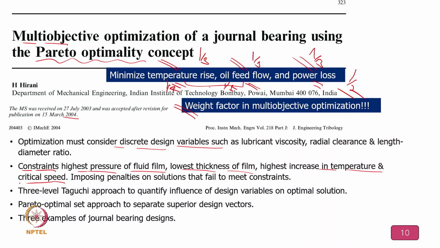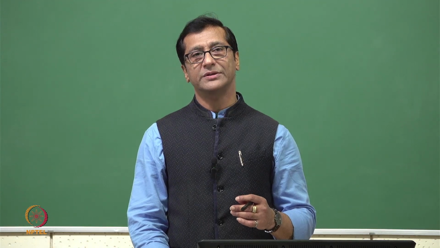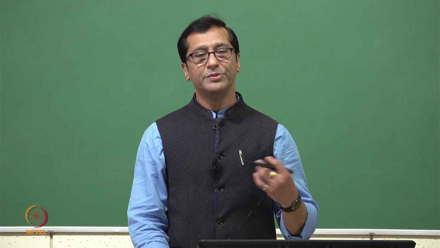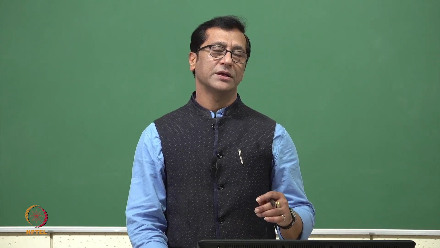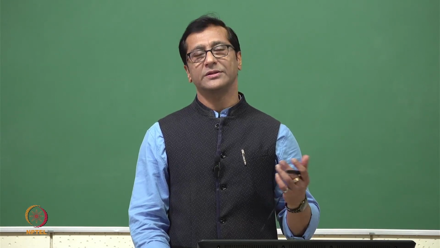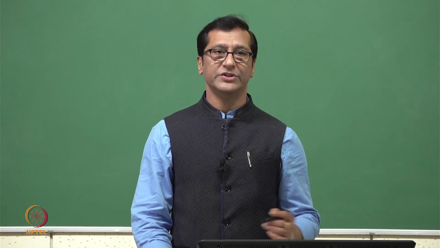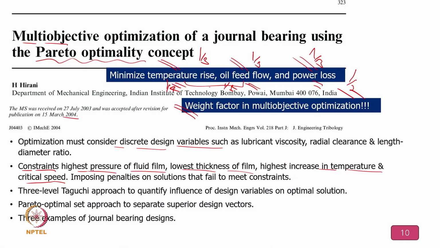Sometimes we also have the consideration of the critical speed. Sometimes when we operate the system and the operating speed is more than the critical speed, there is a possibility of failure. So we also check critical speed. Now, as I mentioned, we impose a penalty particularly on those solutions which fail to meet the constraint. So this is important. In this case, we also use a three-level Taguchi approach to quantify the impact of the design variables.